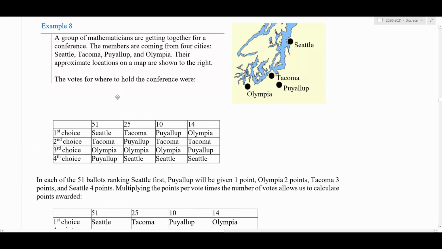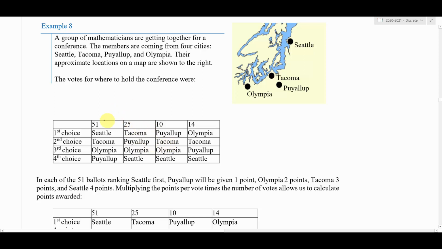All right, so let's take a look at that example. We have a group of mathematicians that are getting together for a conference. They're trying to decide where to have the conference, and so they're coming from 4 different cities here. We've got Seattle, Tacoma, Puyallup, I think that's how that's pronounced, and Olympia. And the locations of where those cities are located are over here on the map. All right. So they all took a vote to decide which of those 4 cities to hold their conference in, and we have their preference schedule right here.